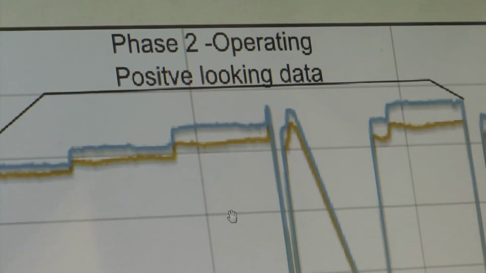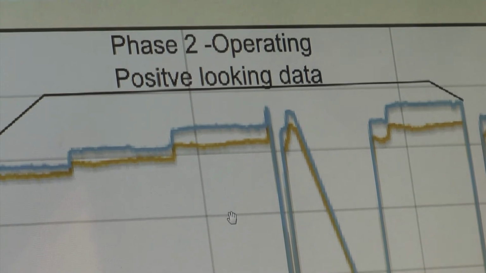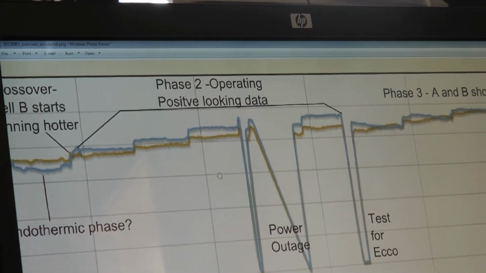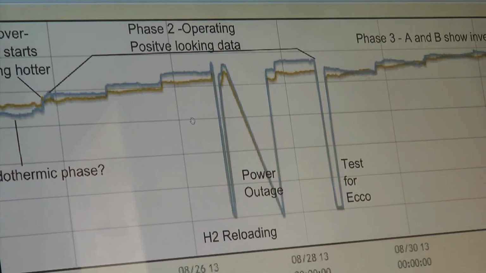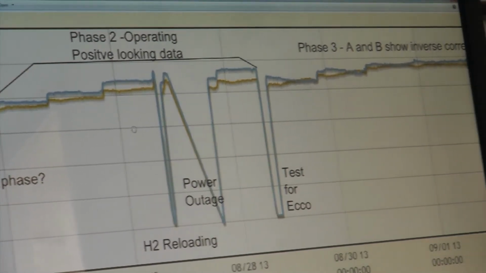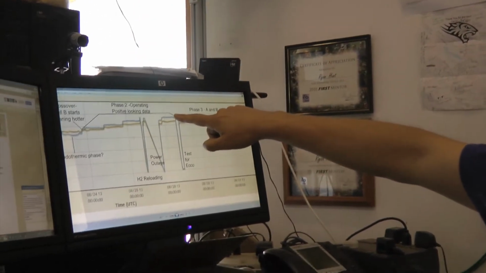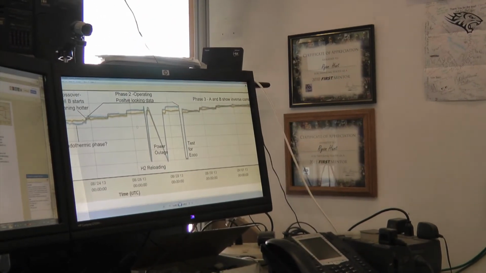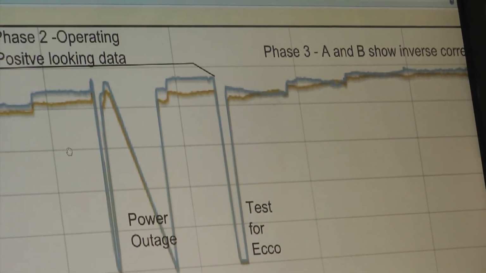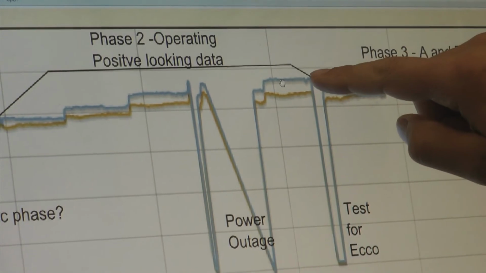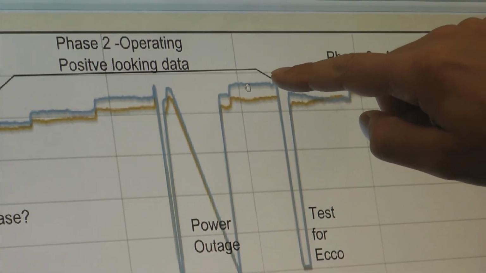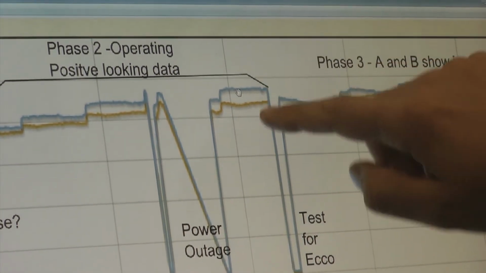This is our positive looking data in this section right here. Unfortunately, in the middle of that, there was a power outage, and we cooled the cell to reload the hydrogen pressure to account for a small leak that happens. The best temperature difference we see is at around 37.5 watts, where we're seeing more than 10 degrees of difference between the active cell and the control cell.